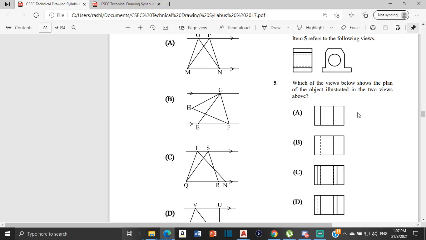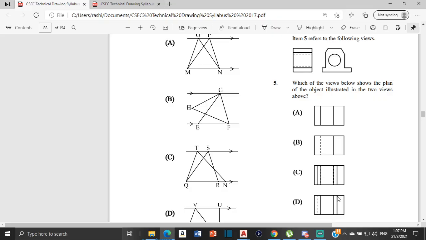These two, A and B, would be eliminated. The reason is that we'll see one line here and a next line here, but these two are only showing one line. All right, so the only other candidates are C and D.